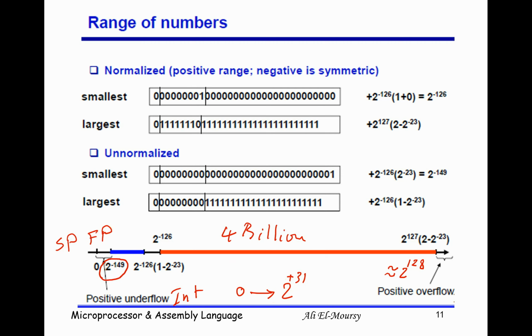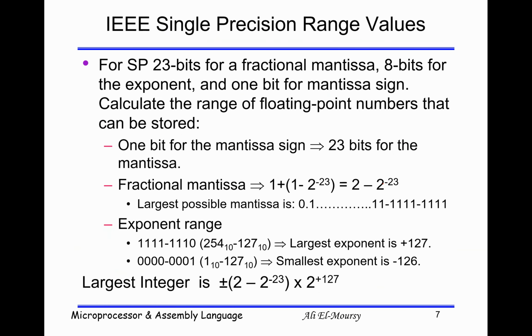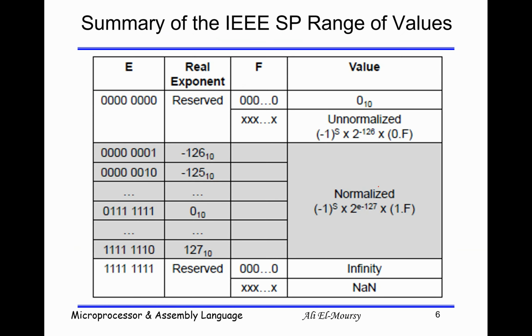So you have to memorize well the reserved ranges. I encourage you to study this table exactly and know how to represent zero, how to represent infinity, how to represent the normalized and the unnormalized numbers, and how to represent the not available or not a number range. You have to study this very well.